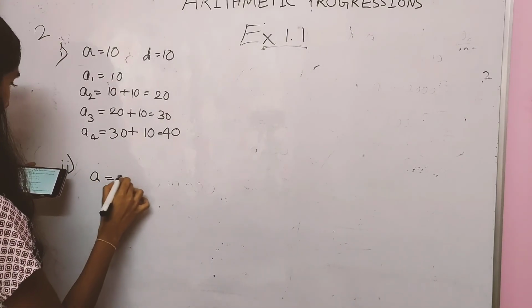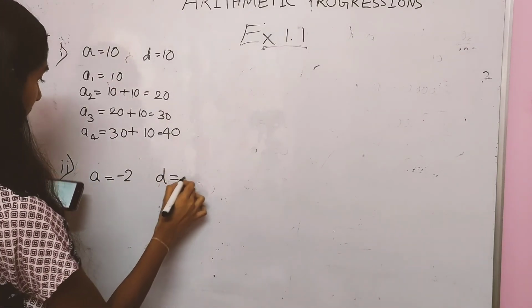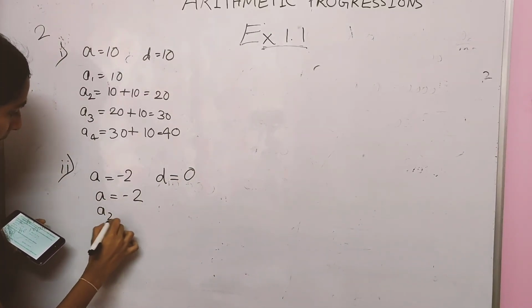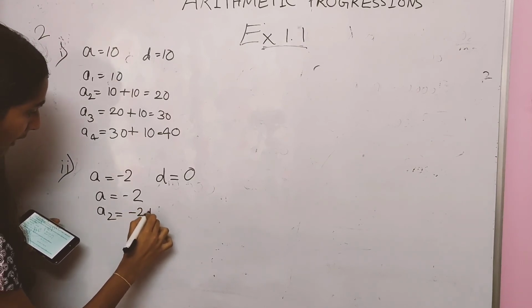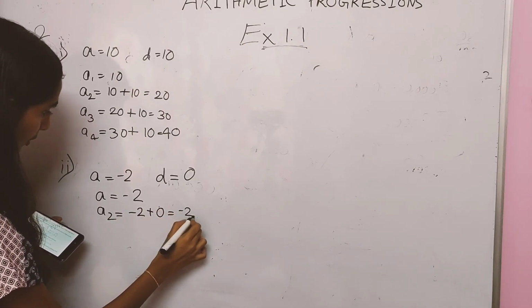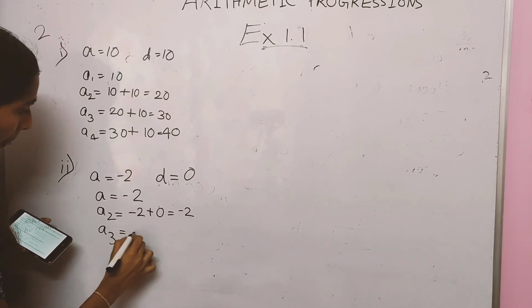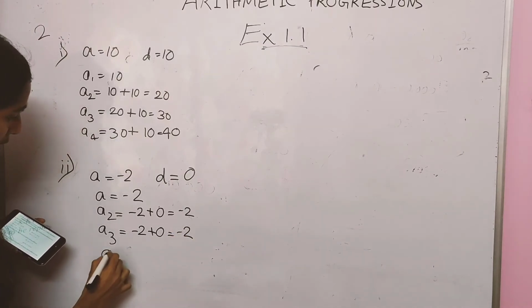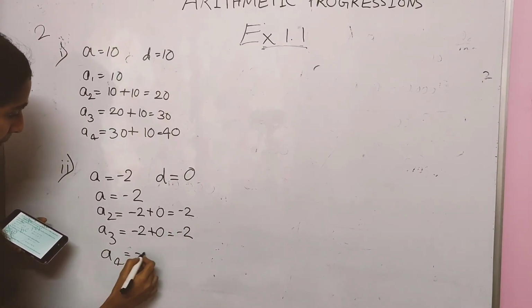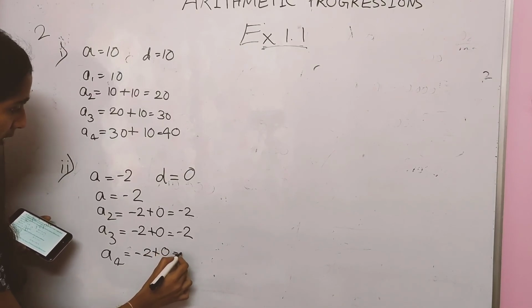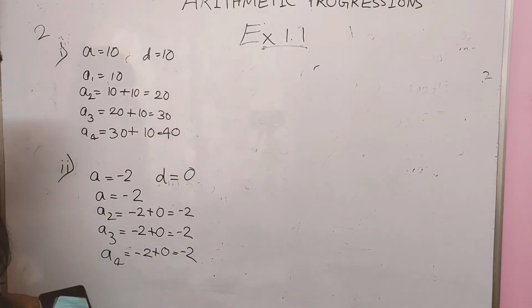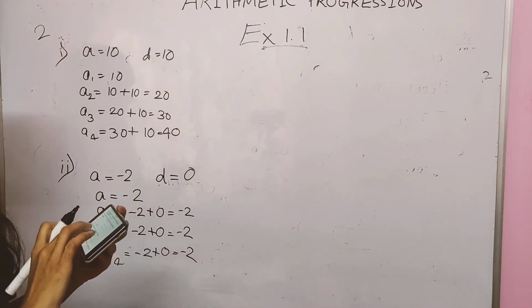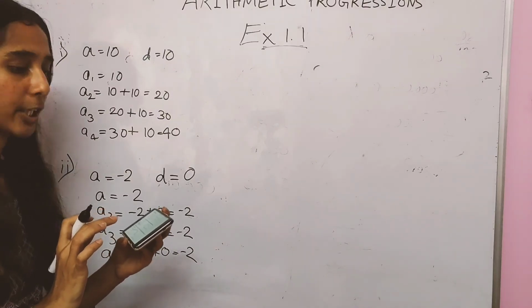Second one, A is -2 and D is 0. The first term is -2, second term is first term plus common difference, -2. Third term is second term plus common difference, -2. Fourth term is third term plus common difference, -2. I got all the four terms which are the same, -2. It is in AP. Why? Because the common difference is the same, 0.